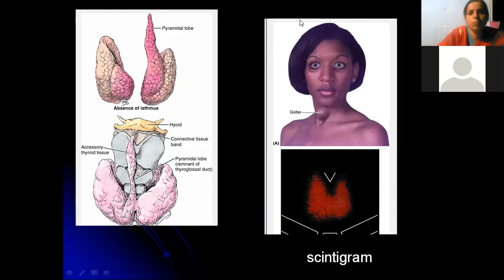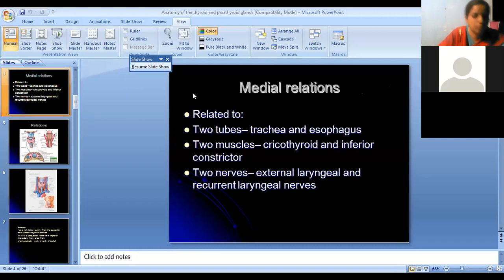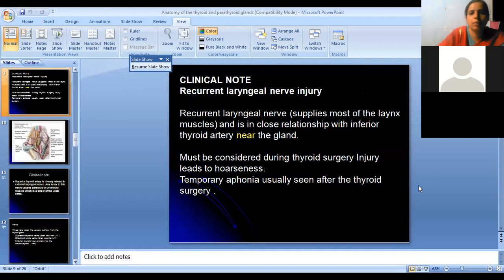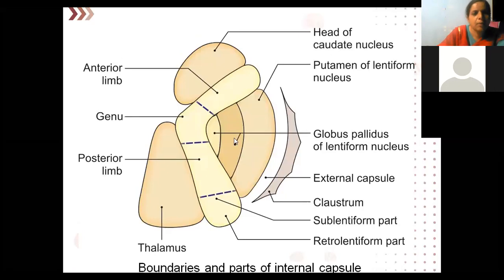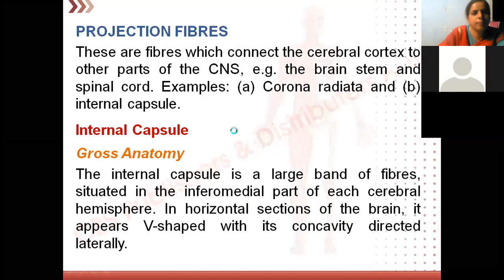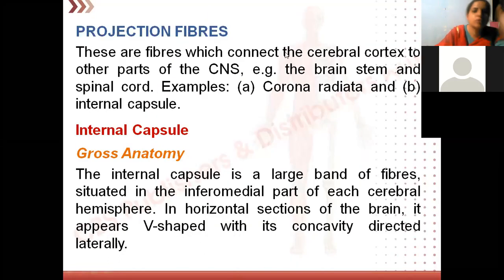Okay then, we will move to the next. What is that? Internal capsule. Till I take you to the internal capsule, try to check with the thyroid gland. This is the internal capsule. I hope you are able to see the internal capsule on the screen. Where do we see this internal capsule? First of all, we need to have some gross information, for which I'll take you to one more PowerPoint.